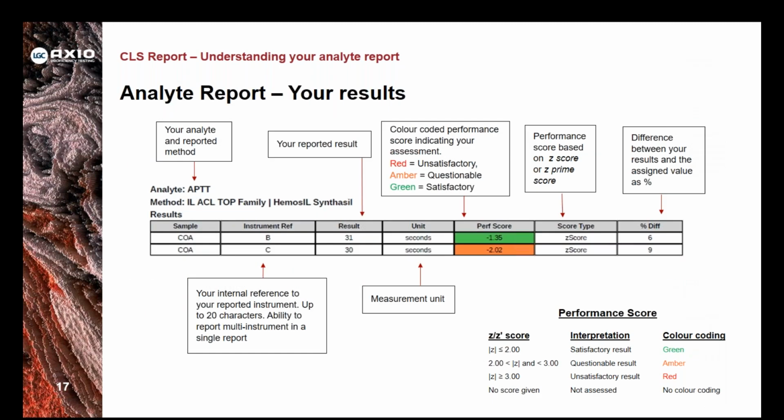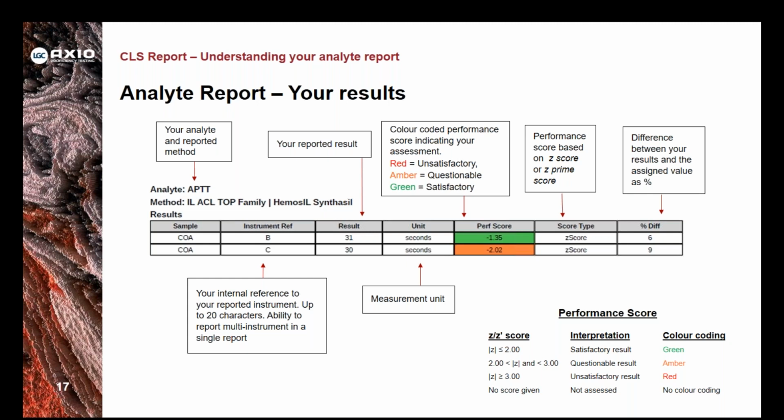The first portion of the Analyte Report provides a summary of your reported results per instrument. You can see that this report displays 2 instruments, instrument reference B and C, along with their corresponding results, performance score, type of performance score, and % difference between your results and the assigned value. The performance score is color-coded for ease of assessment.